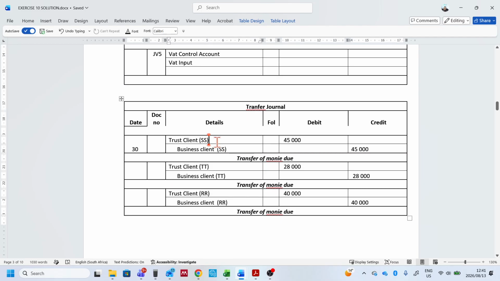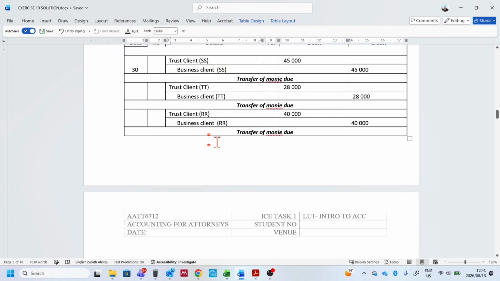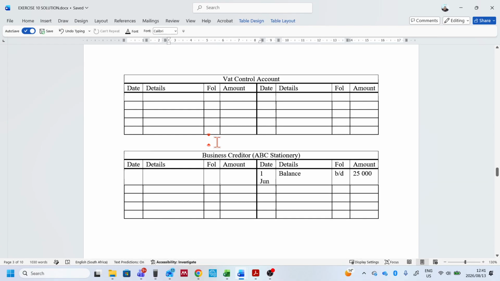Debit trust client, credit what? Business client. So the business client account is what? Credited. So this means that we need to go to his account.